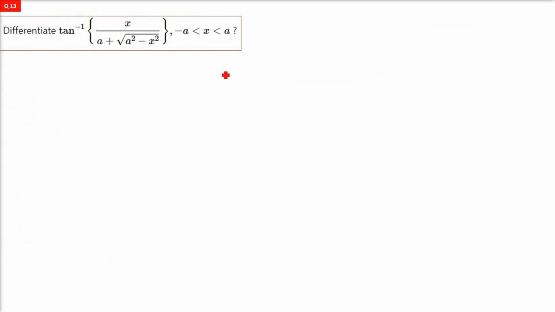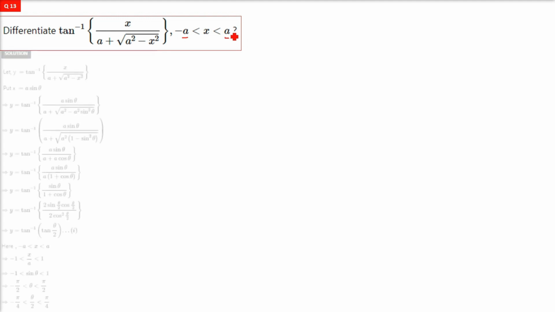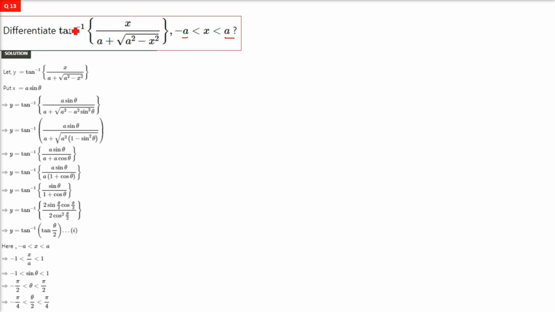So here we have tan inverse of x by a plus under root a square minus x square, and x should lie between negative a and a. Alright. So don't worry about anything, just see the root. Root is a square minus x square. So x is a sine theta. That is what you have to put. I am just saying that refrain from putting x as a cos theta, because there may be addition to the complexity.